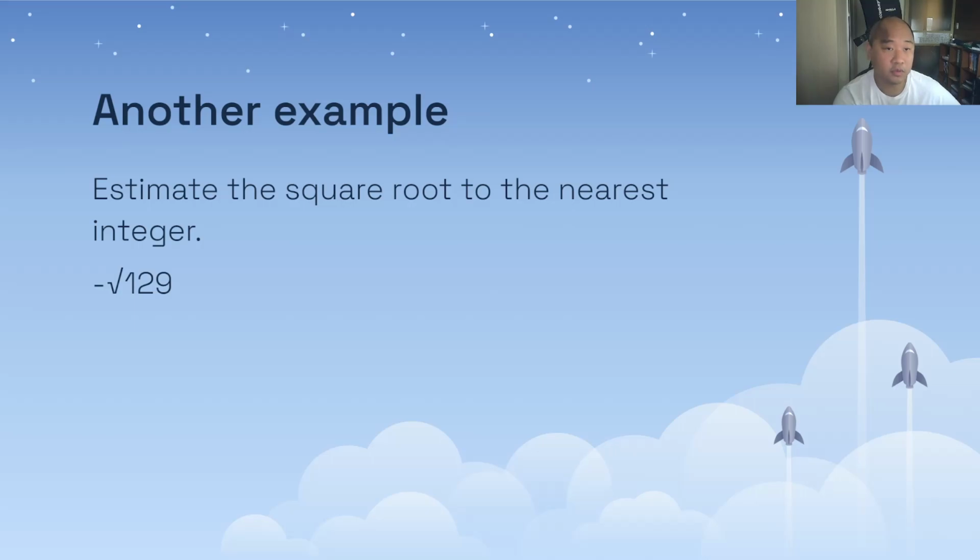Let's say we're going to do this one. Estimate the negative square root of 129. Well, the negative square root of 121 is negative 11, and the negative square root of 144 is negative 12. And this number is much closer to 121. So if I were to estimate the square root of this number, it would be negative 11.